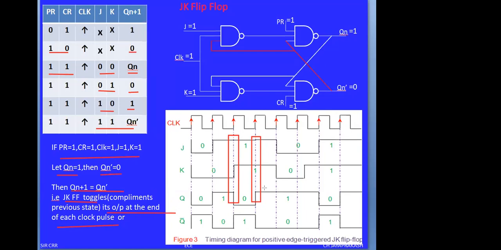And this is the disadvantage that is available in SR flip-flop. The disadvantage in SR flip-flop is eliminated using JK flip-flop. That is, JK flip-flop complements the previous state when J equals 1 and K equals 1. And this condition is called the toggle condition.